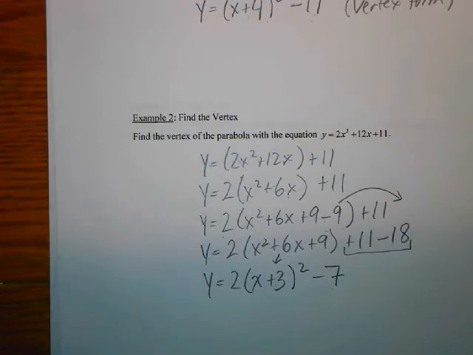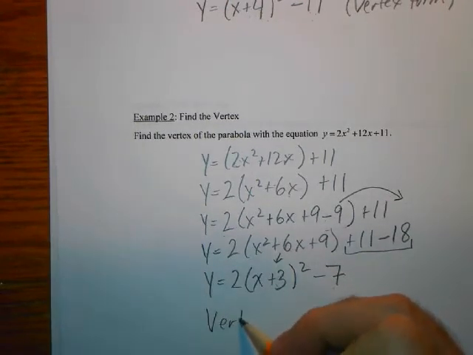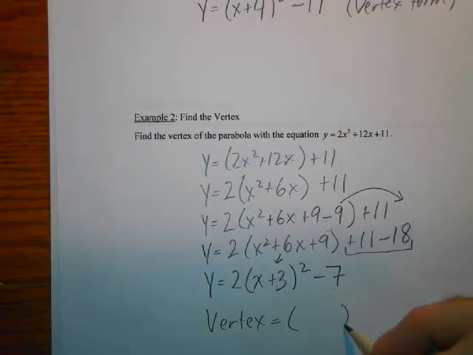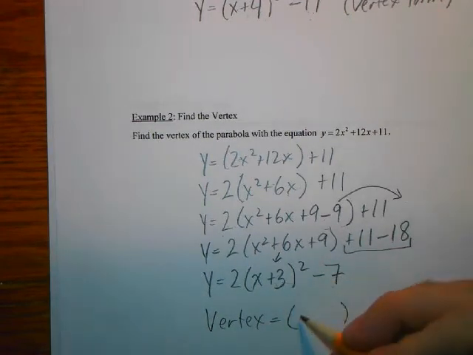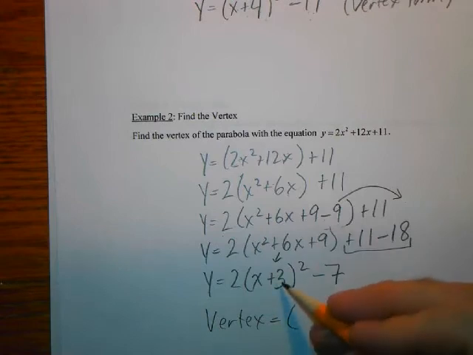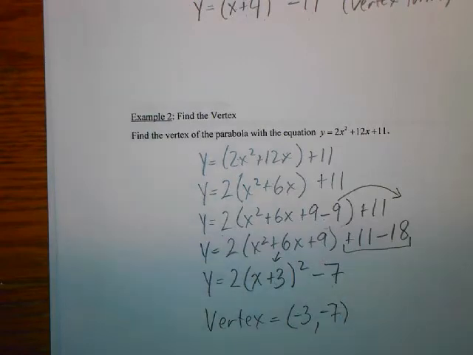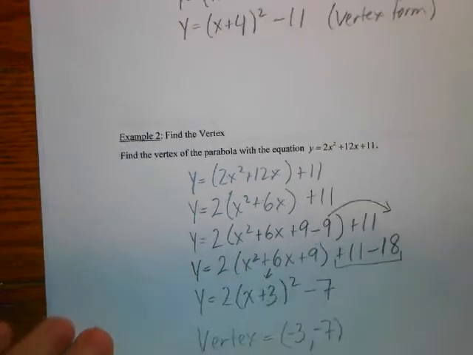But they asked us, what did they ask us? Find the vertex. So we're not quite done. So we'll say the vertex is equal to, and I always want you to put it in coordinate form. So brackets with a comma to show that it's actually a point. And remember, the x coordinate of the vertex comes from here, but it's the opposite sign because it's x minus h. So it's -3, and then this is -7 as is. So that time we got the vertex. Okay, so that's our second example.